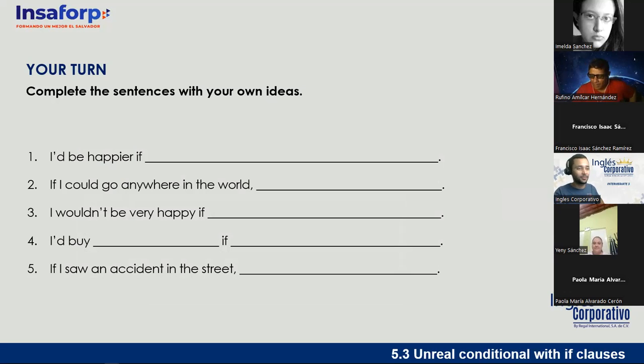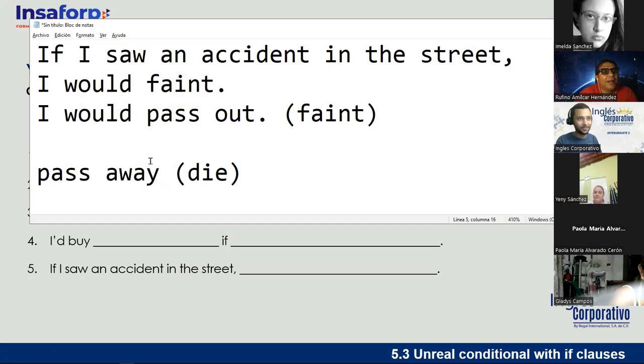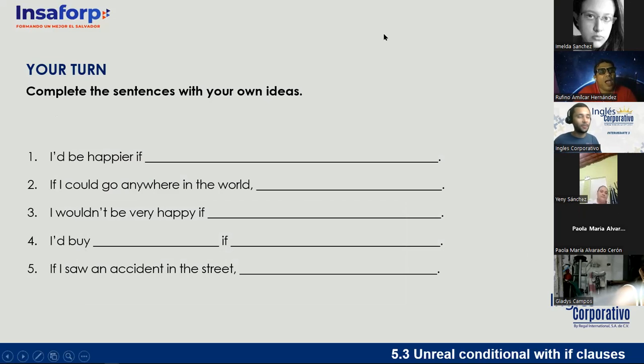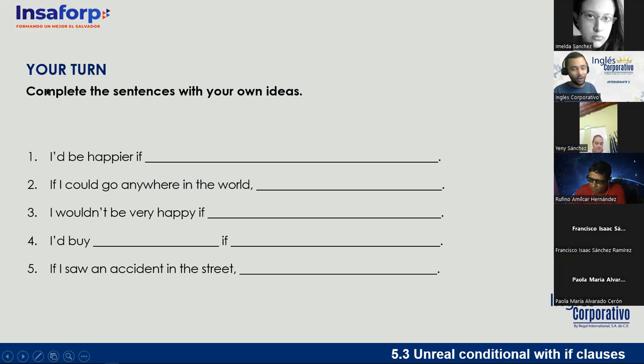Amilcar, please. If I saw an accident in the street, I would have very scared. Okay. Maybe in this case it is I would be very scared. I would be very scared. Thank you, Amilcar. Francisco Isaac was raising his hand. Do you still want to participate, Francisco? Yes. If I saw an accident in the street, I will call the ambulance. An ambulance. Okay. I will call an ambulance. Great. Very good.